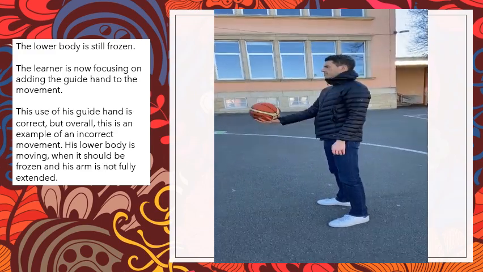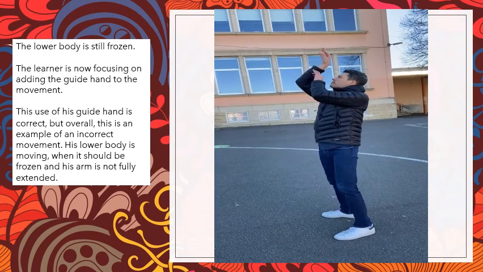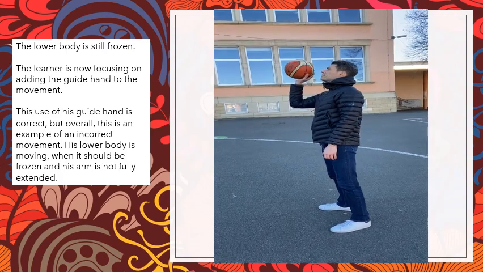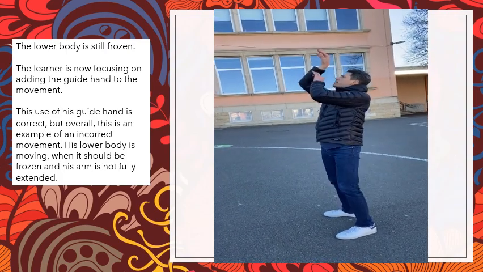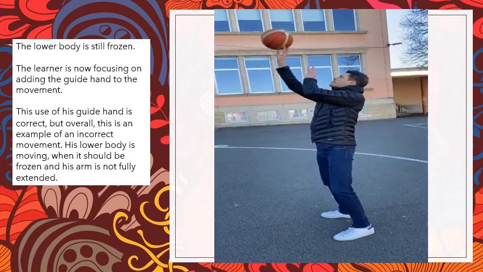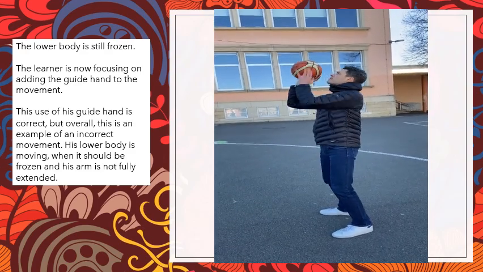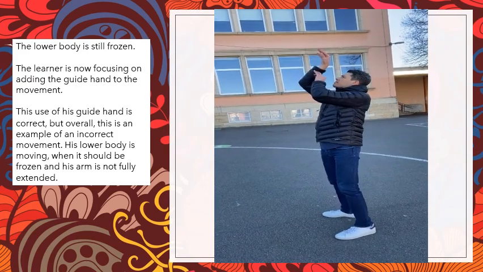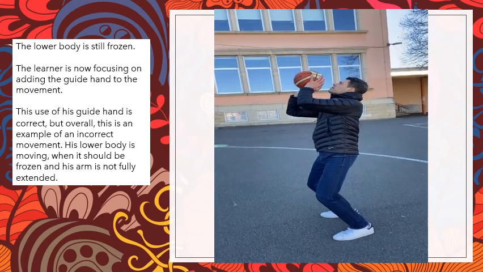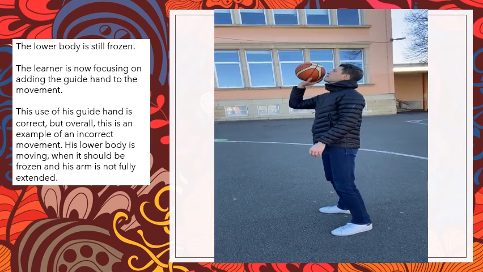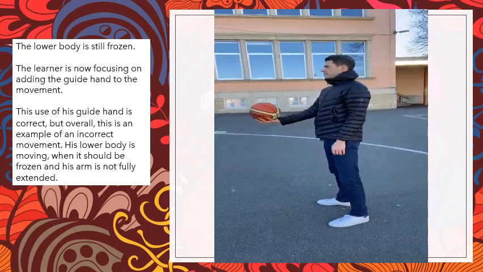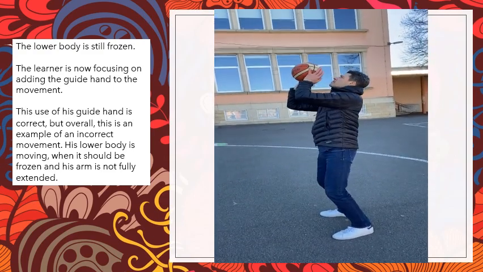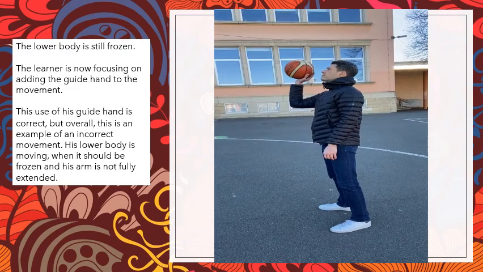Here, the learner is adding another degree of freedom. He is adding his guide hand to the movement. The problem with his movement is that he has forgotten that his lower body should still be frozen. Also, he has not fully extended his arm like we had practiced before. Perhaps this learner is not ready to add more degrees of freedom to be unfrozen.